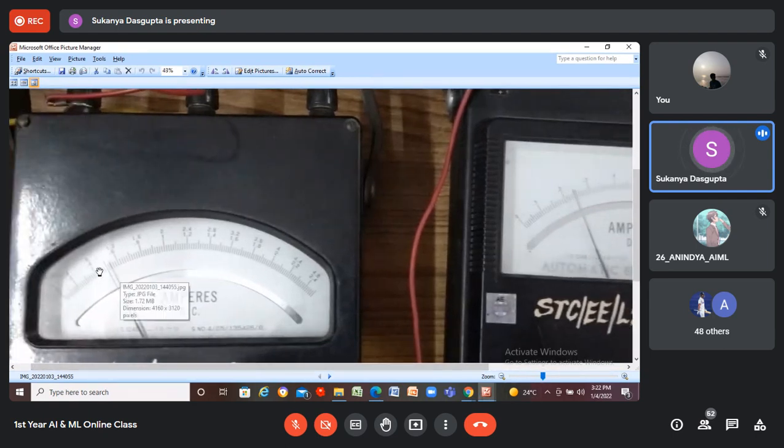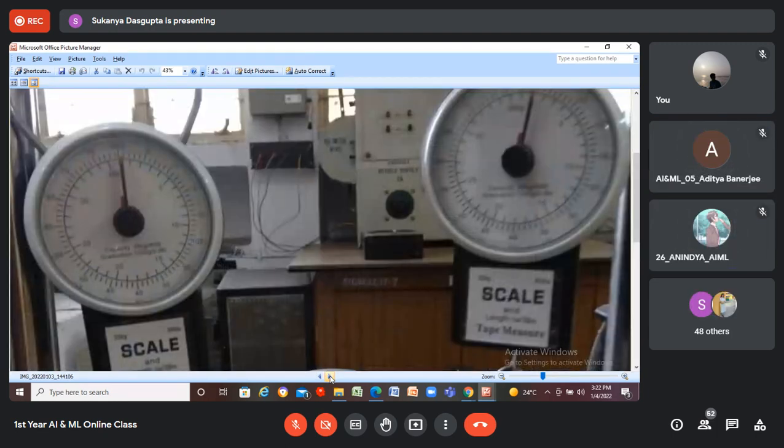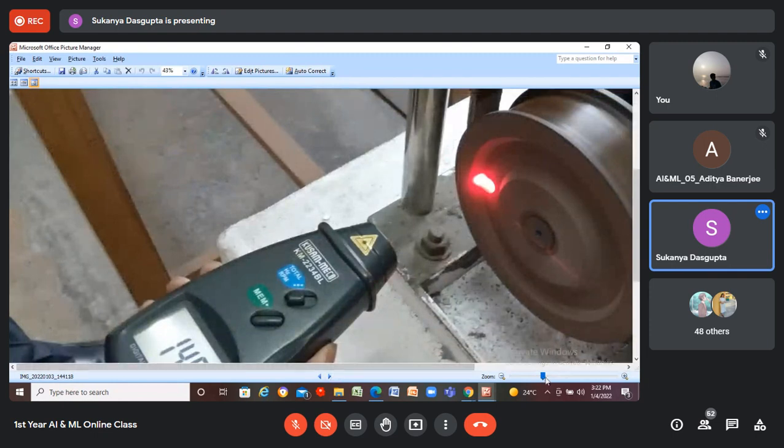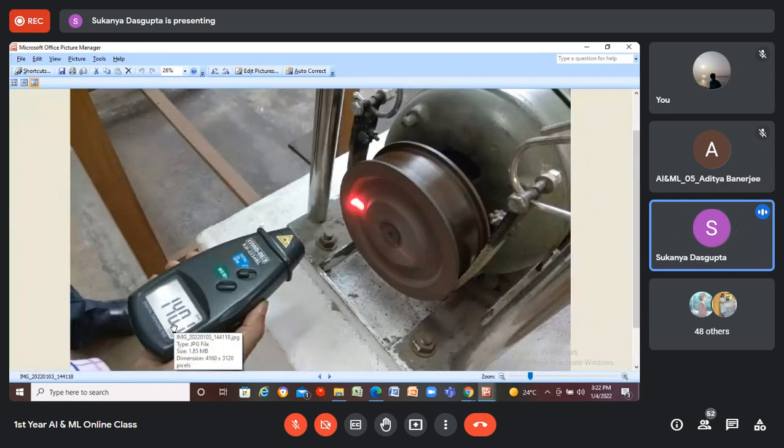Armature current is 1 ampere. This is 0.5, this is 0.8, this is 1.2, and the pointer is indicating 1 ampere. So armature current is 1 ampere when speed is 1401, right? Yes, ma'am. 1401 RPM. So this is the second reading.